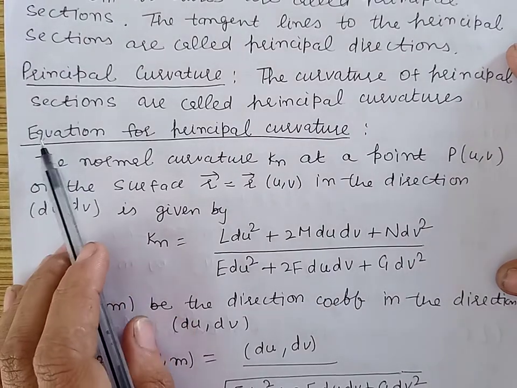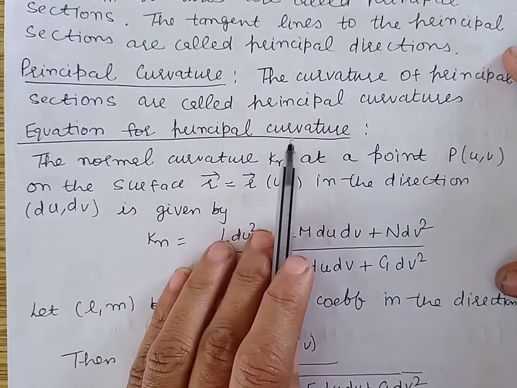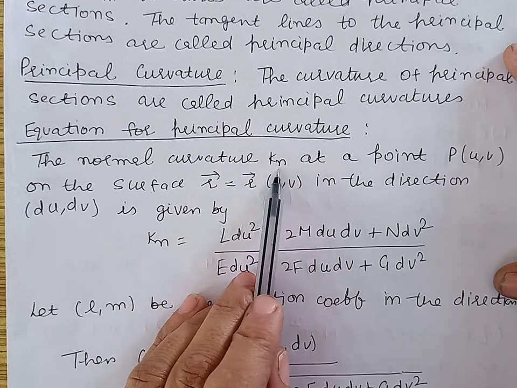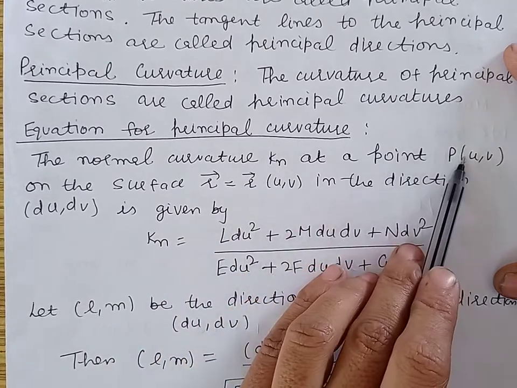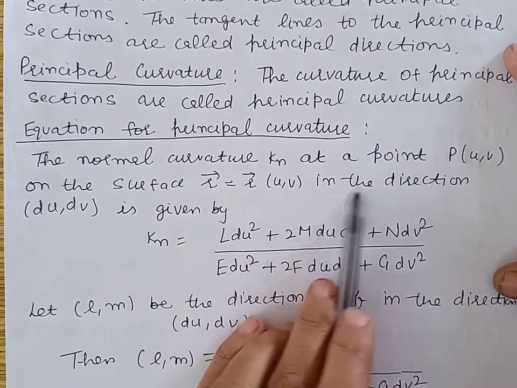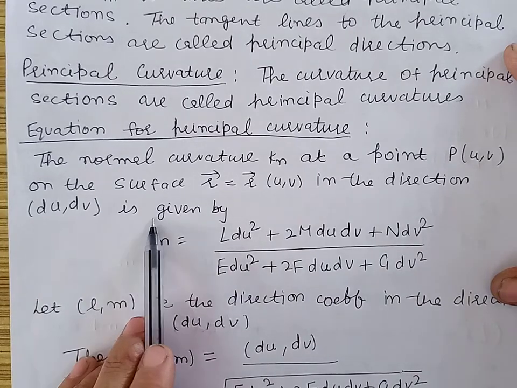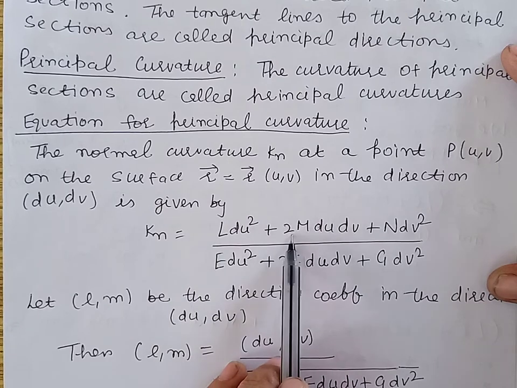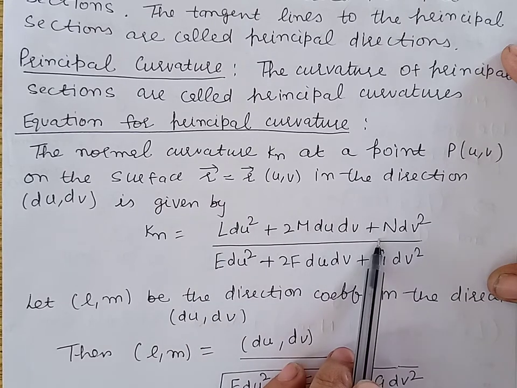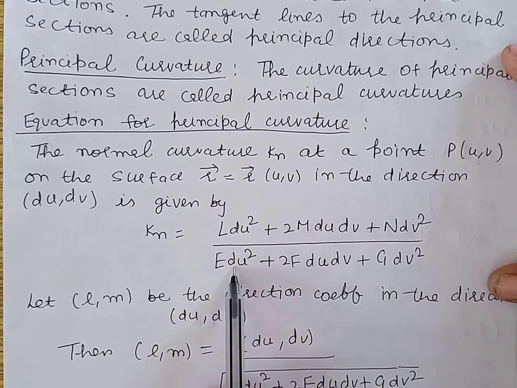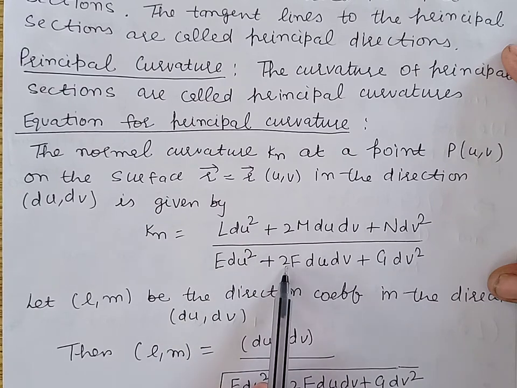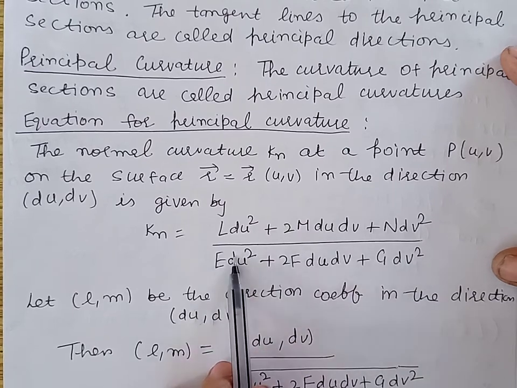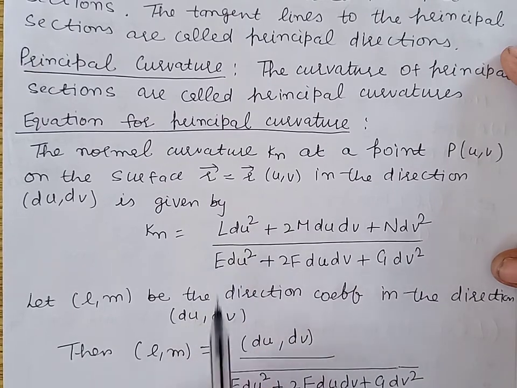So our next topic is the equation for principal curvatures. Now the normal curvature kappa n at any point P on the surface in the direction du dv is given by kappa n is equal to L du square plus 2m du dv plus n dv square divided by E du square plus 2f du dv plus g dv square. This formula we have already derived in section 3.